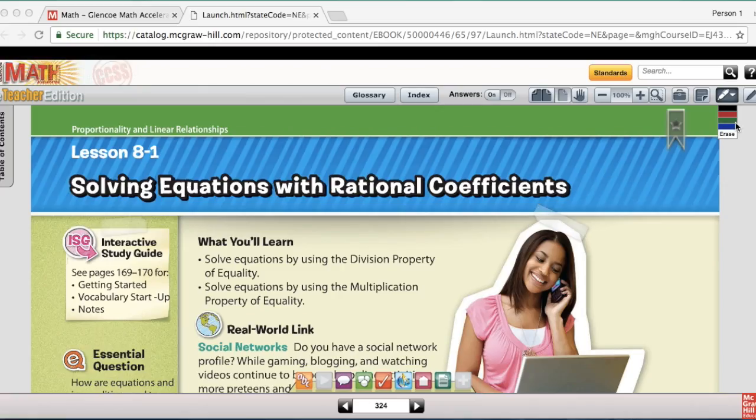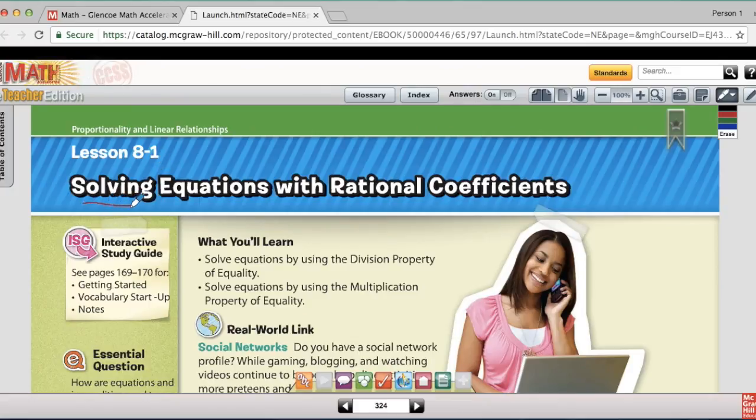For Lesson 8.1, just notice the title. Hopefully you're picking up on all the vocabulary words that are being used throughout the different chapters in your textbook and how that helps you understand what we're going to be doing in each lesson. So we're going to be solving.